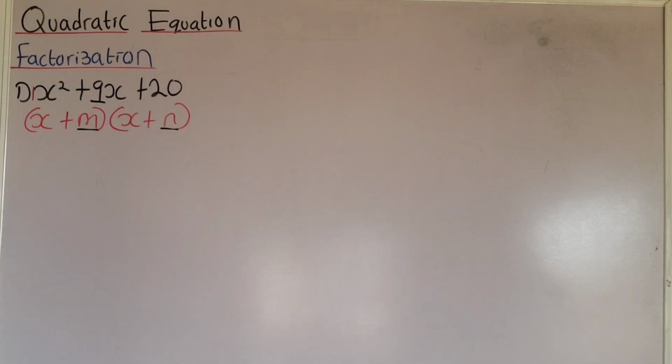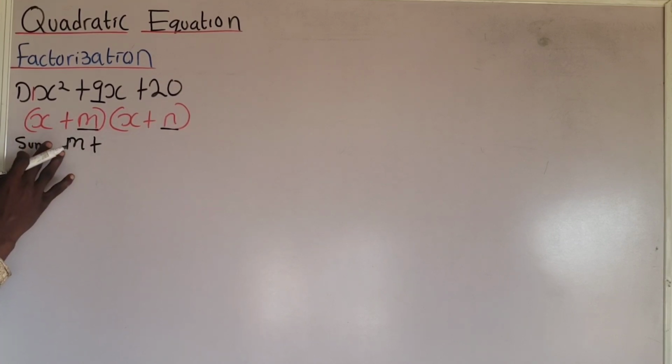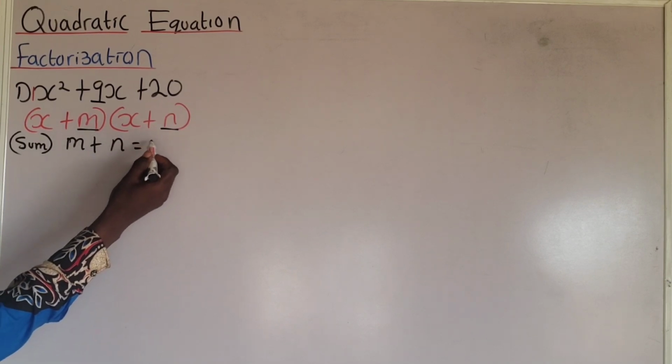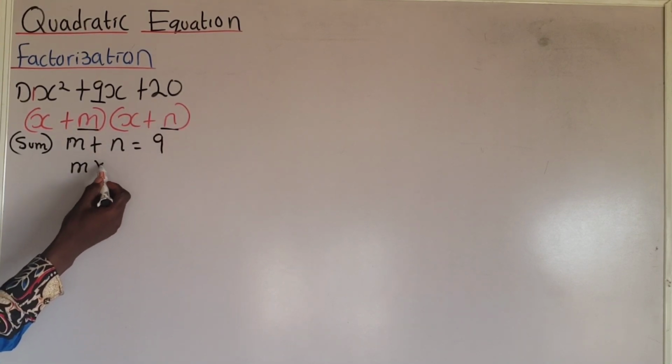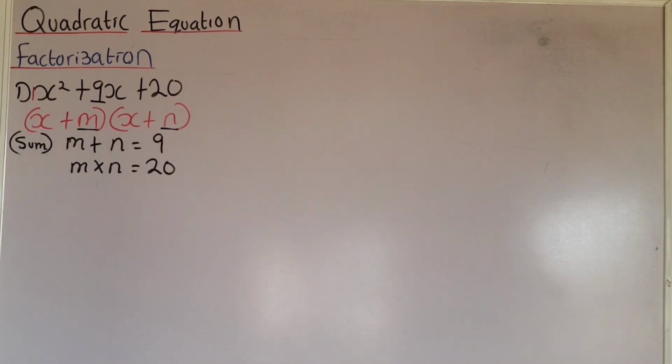So here I'm going to have the sum, let me put it in brackets: m plus n is equal to 9, and then m multiplied by n is equal to 20. The product must be equal to 20. Please kindly pay attention. Having gotten to this point, the next step is that you have to take half of the sum. m plus n is the sum, and this is the product.